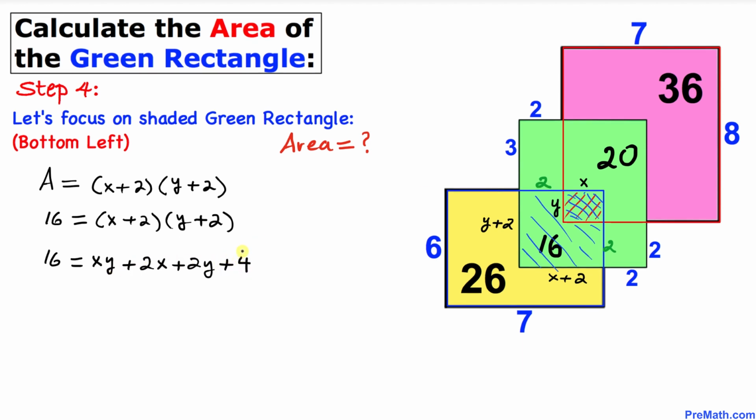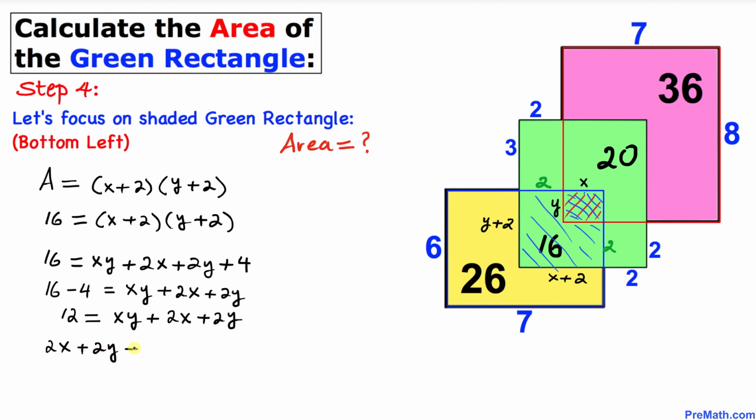Now let's go ahead and move 4 on the other side, and as a result we got 12 equal to xy plus 2x plus 2y. Let me go ahead and rearrange this. I'm going to write the other way around: 2x plus 2y plus xy equals 12, and let me call this equation number 1.